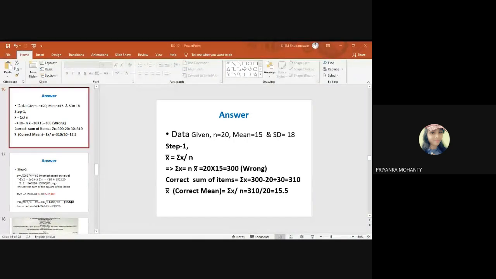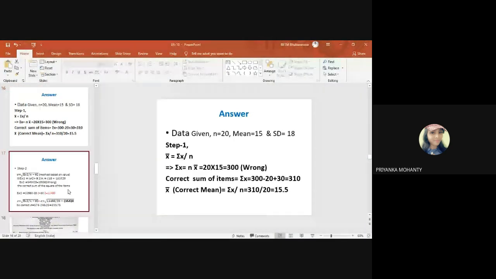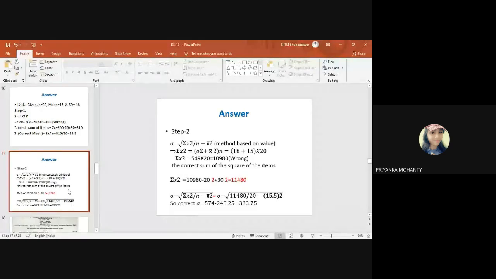Okay, let's check step number 2. Calculate as per the given formula. If you simplify this one, that is square of 18 plus square of 15 into 20, that equals 549, 1980. So if you calculate the wrong value for summation of x square, that is 10980 minus 20 square plus 30 square, that equals 11,480.